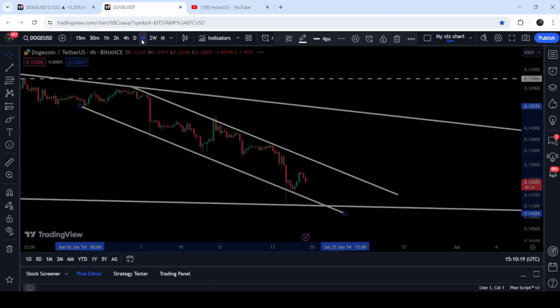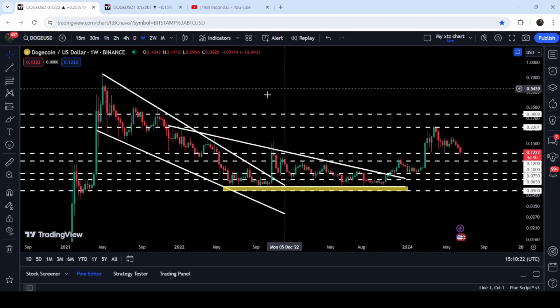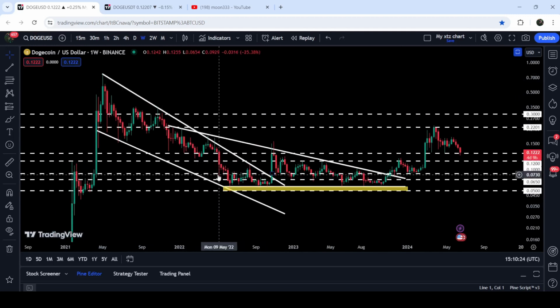And I would also like to show you a weekly time frame chart. And over here, you can see that Dogecoin has already broken out of this very massive falling wedge pattern. And after that, it has also broken out of the resistance of this big descending triangle as well.